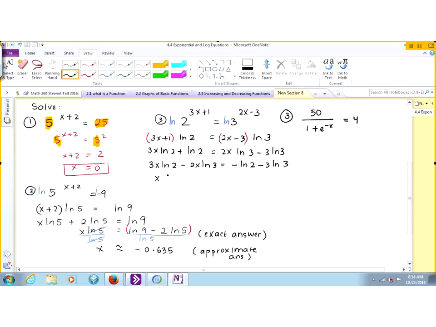Factor it out, you're right. So x, factor out the x. What are we left with? 3 ln 2 minus 2 ln 3. Good. Are we okay so far? Okay. So equals negative ln 2 minus 3 ln 3. All right. Now, how do we solve for x? Divide both sides by 3 ln 2 minus 2 ln 3. Yes, you're right.